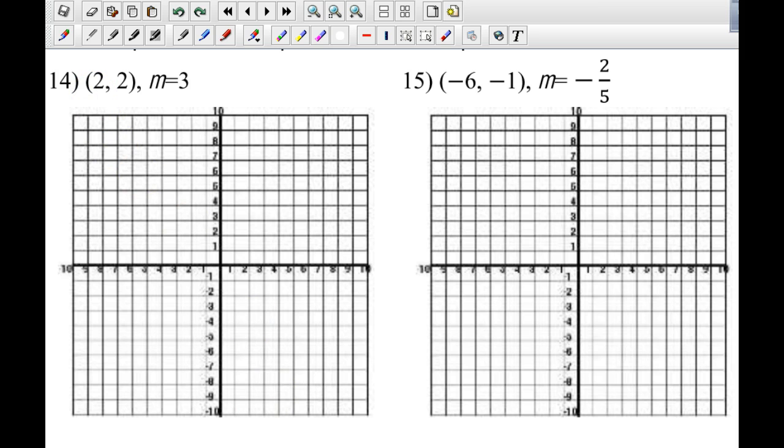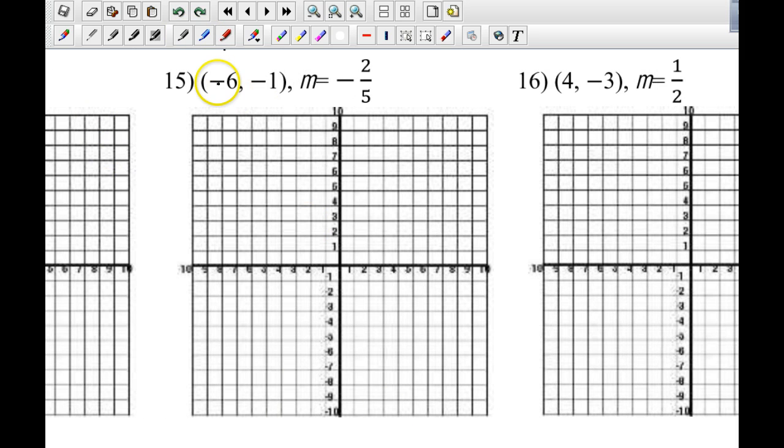We got to a few other of these. Let's do like 15, graph -6, -1. So we went down to here. And then you had to decide, do I want to go down 2 and right 5? Or do you want to go up 2 and left 5? Meaning, do you want to put this negative on the top or do you want to put it on the bottom? You have your choice.